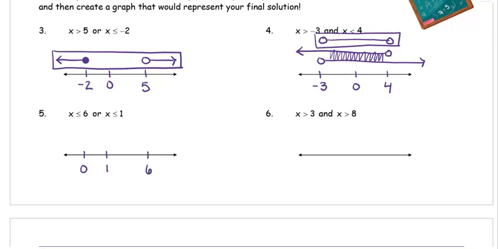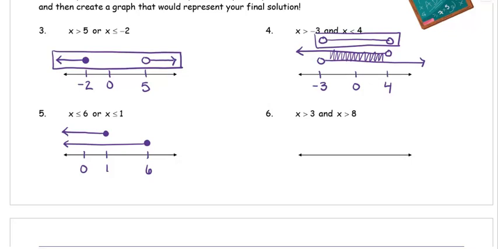Either x is less than or equal to 6, so closed dot, off to the left, or it is less than or equal to 1. It can be either one of these, okay? So it could satisfy either of them.